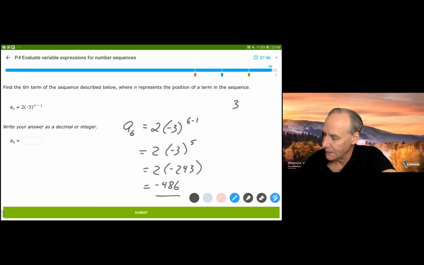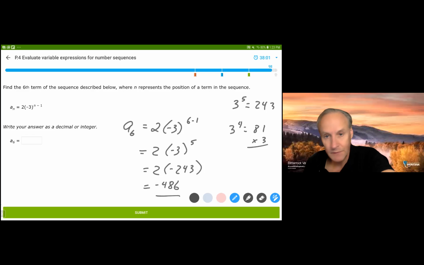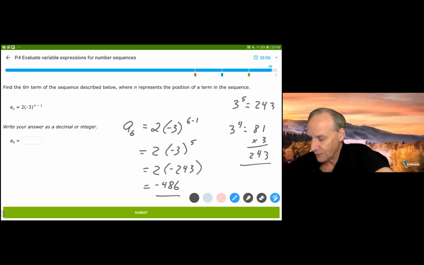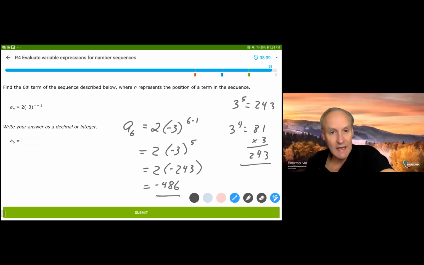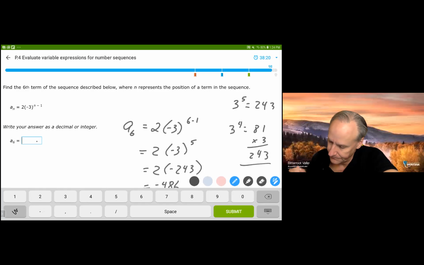I happen to know that 3 to the 5th is 243. And the reason I know that is because I know that 3 to the 4th is 81. And if I take 81 and multiply it by 3, I can basically do it in my head. That's 3 and 24, 243. One of those that you kind of want to remember. And because it's negative, the 5th power ends up being negative. And then I multiplied them together, negative 486. Looks good.